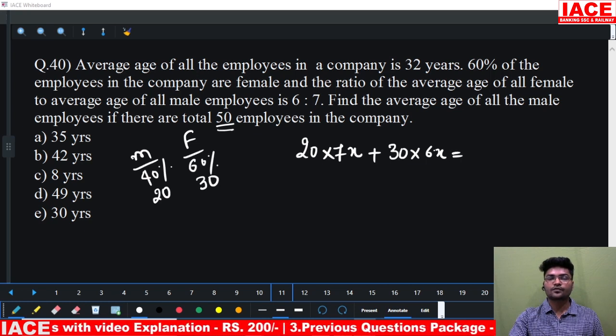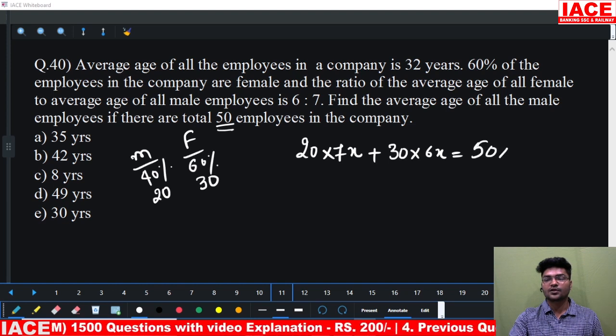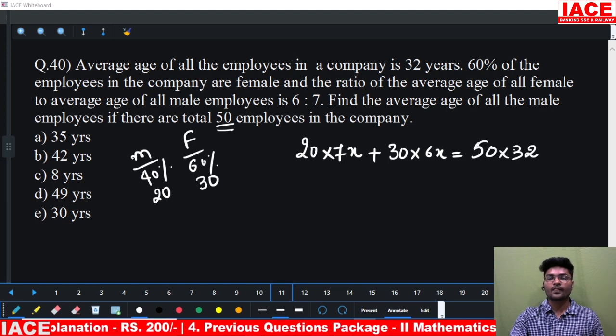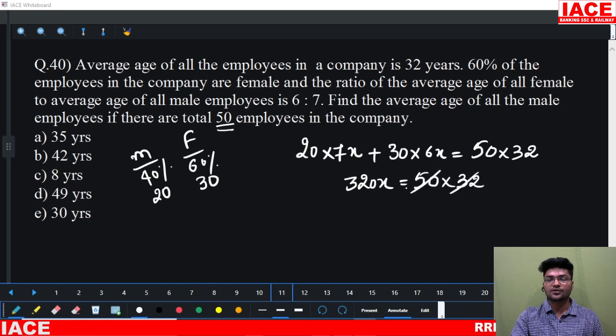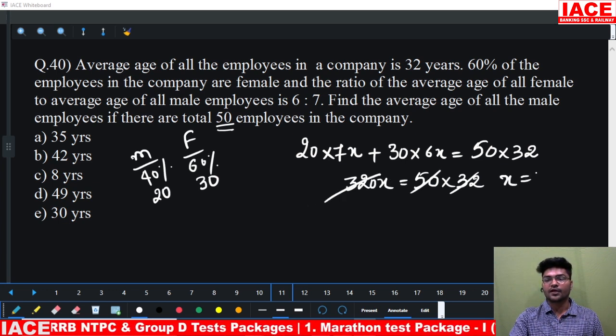This is equal to how much is the total? 50 employees and their average is 32. So this is 50 into 32. So 20 into 7 is 140. 30 into 6 is 180. 140 plus 180 is 320x. So 320x is equal to 50 into 32. So 32 and 0 will cancel out 320. That means x is equal to 5.